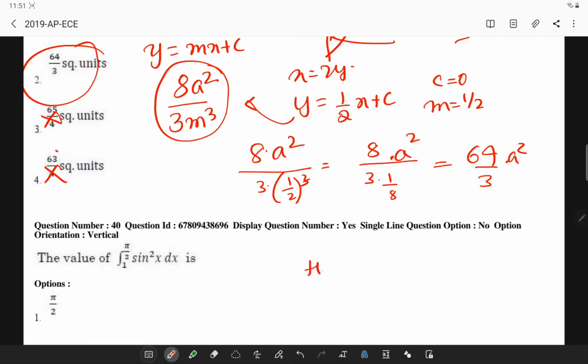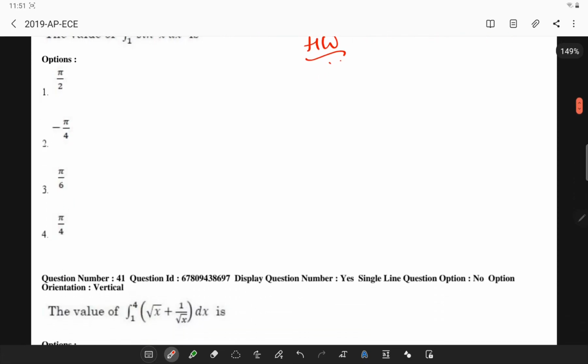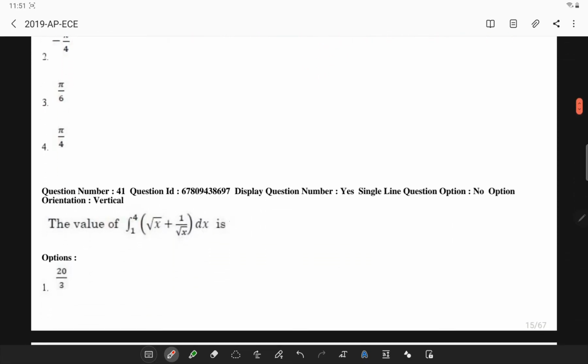So I am giving this question as homework and we shall solve it in the next class. Now this question is also a direct problem which you can solve. So I'm just giving you an idea. I can simply write it as x power 1 by 2 plus x power minus 1 by 2.